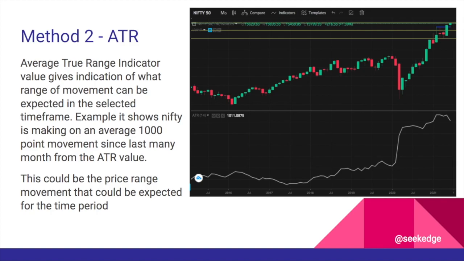Like in the charts that you have seen, the average true range value is around 1000 for 1 month. So roughly around 1000 points of movement is happening in the Nifty is what the true range is indicating. It may be some 500 points for the weekly, but you can see how much movement there is daily. Accordingly, you can select the strike prices when you're selecting the option position. So this is method number 2.